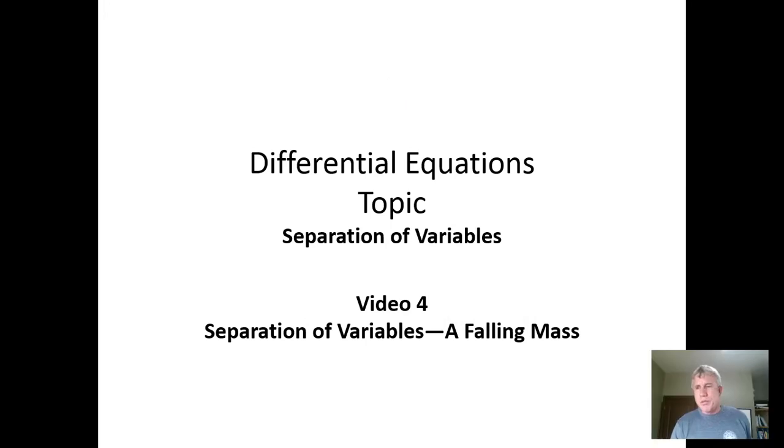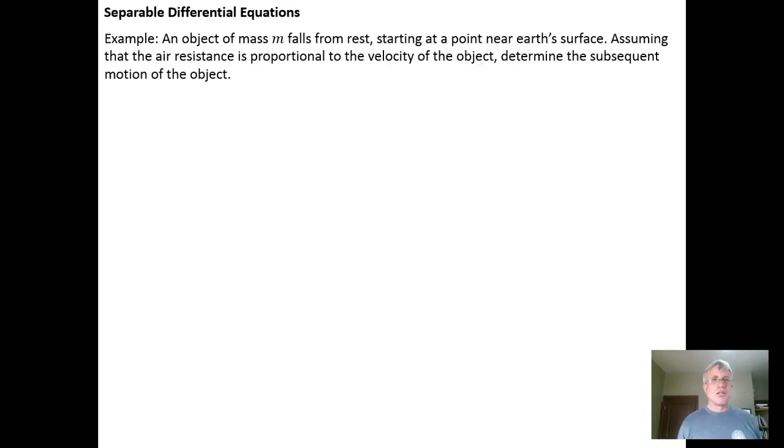So in this video we're going to use separation of variables to come up with a model for a falling object. So it says an object of mass m falls from rest starting at a point near Earth's surface. Assuming that air resistance is proportional to velocity, determine the motion, or in other words the position of the object. So there's a few things going on here.